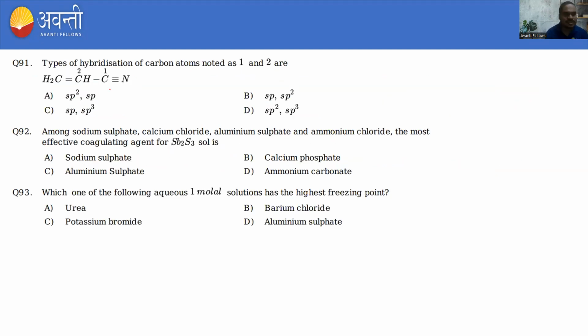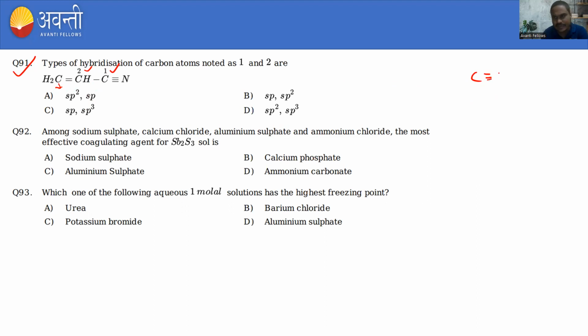Now, move to the next question, that is the type of hybridization of the carbon atoms noted as 1 and 2. So you have to calculate the hybridization. So let me calculate it. Here we have a double bond, so we can say that we have a CH2, and this is single. We need to calculate only carbons 1 and 2.